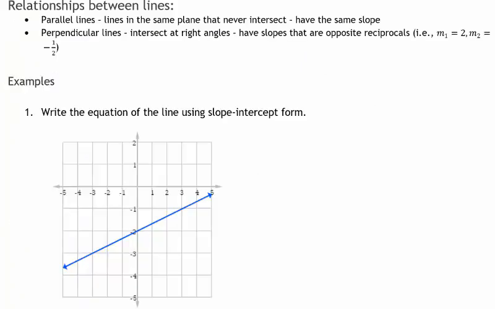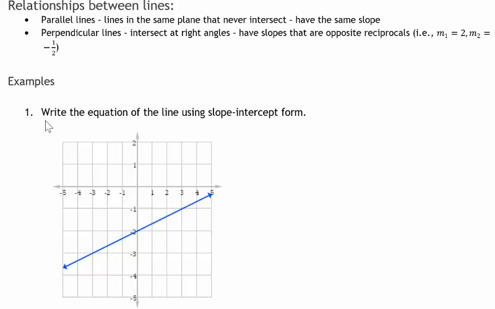We also have some relationships between two lines. Two lines that are in the same plane that never intersect are called parallel lines, and they have the same slope because they are slanted at the same angle. Perpendicular lines, on the other hand, intersect at right angles, and they have slopes that are opposite reciprocals. An example would be if the slope of the first line is 2 and the slope of a second line is -1/2. They have opposite signs, one positive and one negative, and they're reciprocals of one another.